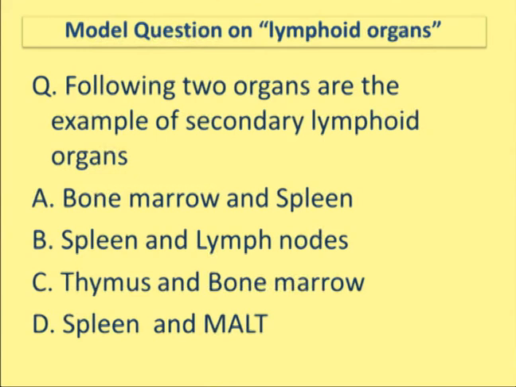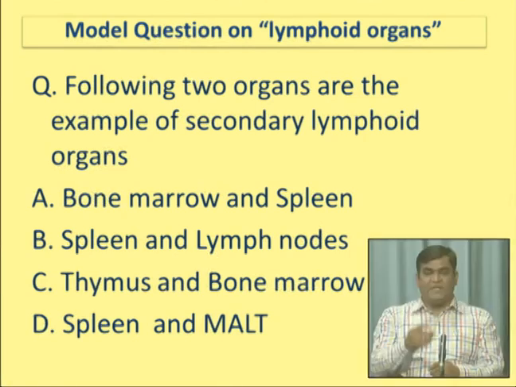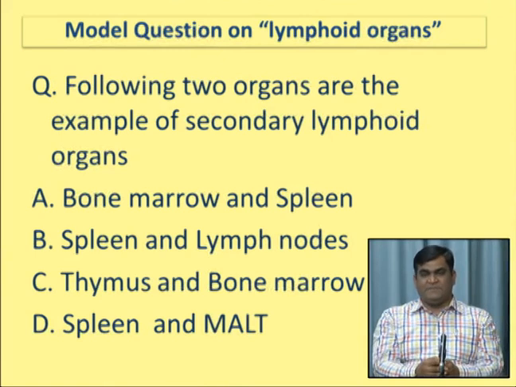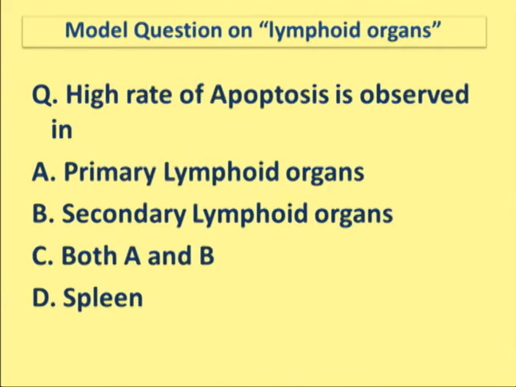Now in this particular question it is being asked, which of the two organs are examples of secondary lymphoid organs? Bone marrow and spleen, spleen and lymph nodes, thymus and bone marrow, spleen and MALT. So secondary lymphoid organs are those organs where the interaction between the antigen and the lymphocyte takes place. So the right answer is D, that is spleen and MALT. MALT stands for mucosal associated lymphoid tissues.